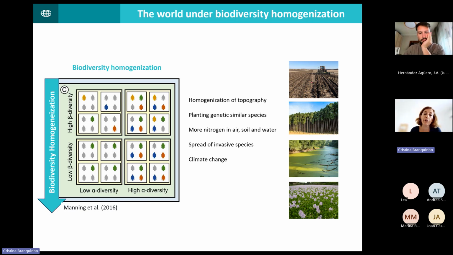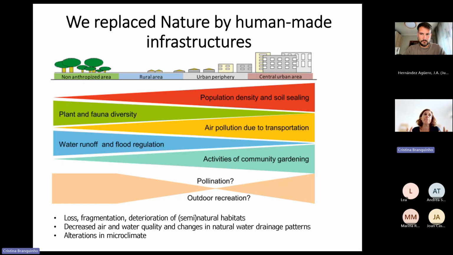And last but not least, biodiversity homogenization, which is related not only with changes in topography. So, for example, in a rural area, completely making the soil straight, or planting genetically similar species, or, for example, because of pollution, we have the atmosphere richer in some elements, and so the species that dominate there are the ones that are able to deal with that pollution. The fact that we have invasive species, and when they dominate, they become very similar. And of course, climate change reduces the type of species that are allowed to live in certain places. So all these problems are more dramatic in the urban area, where we replaced nature completely with human-made infrastructures.